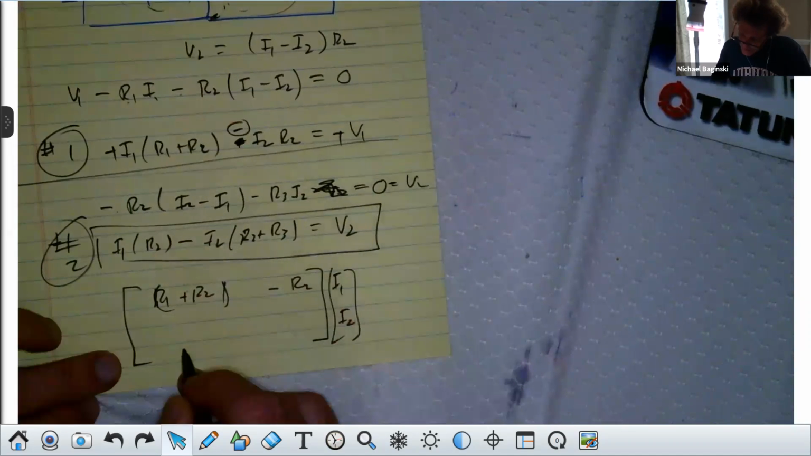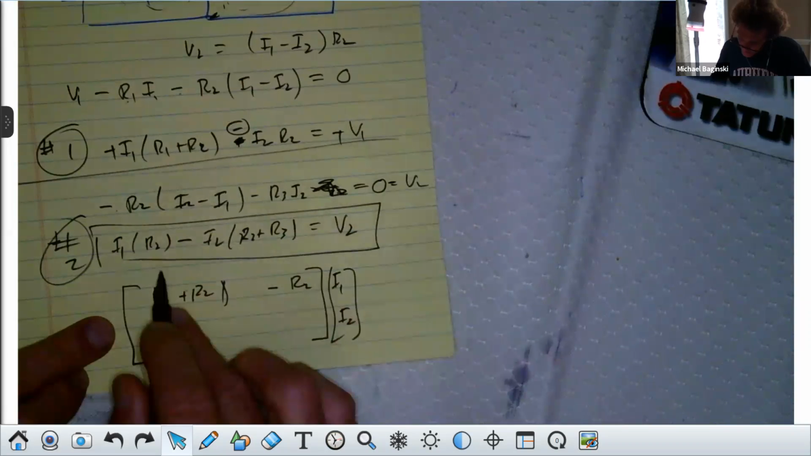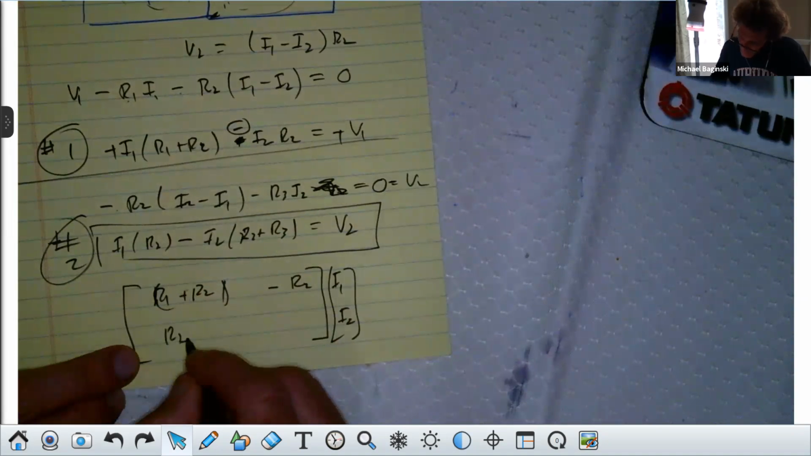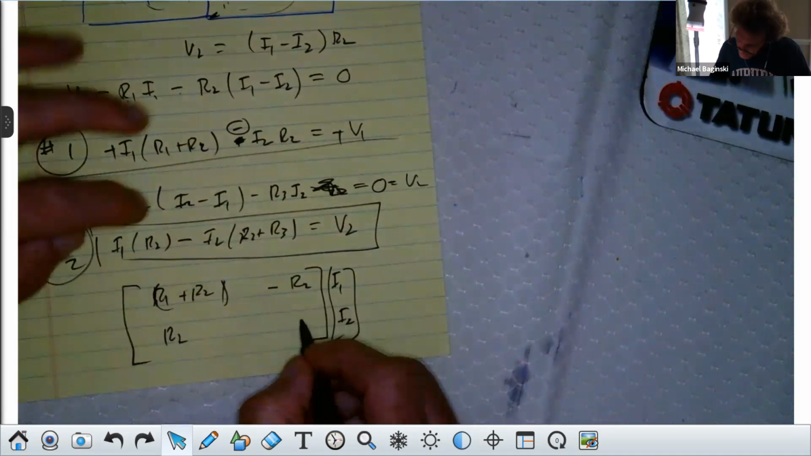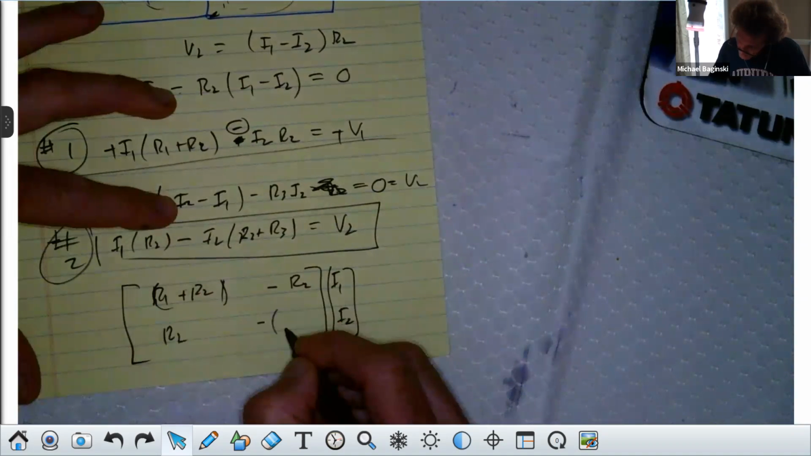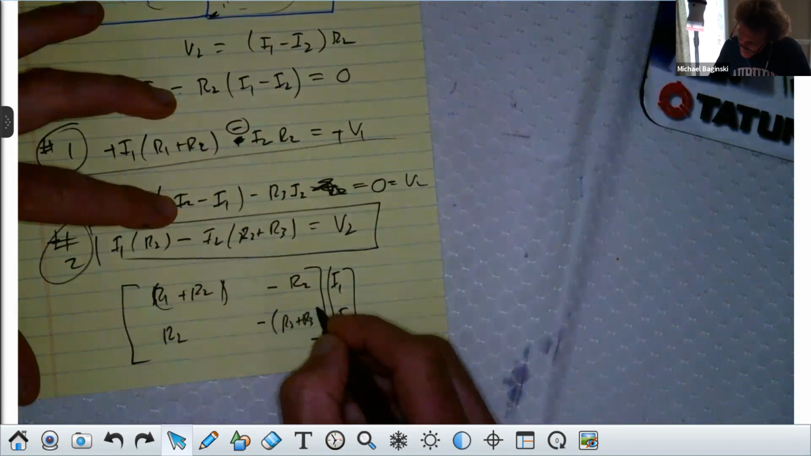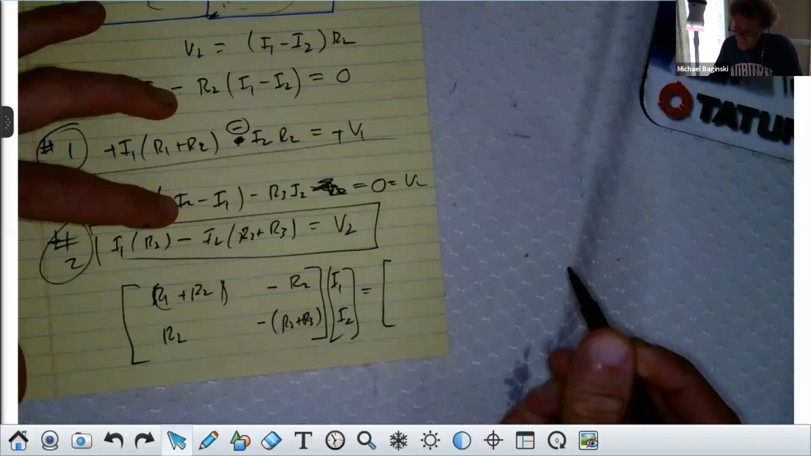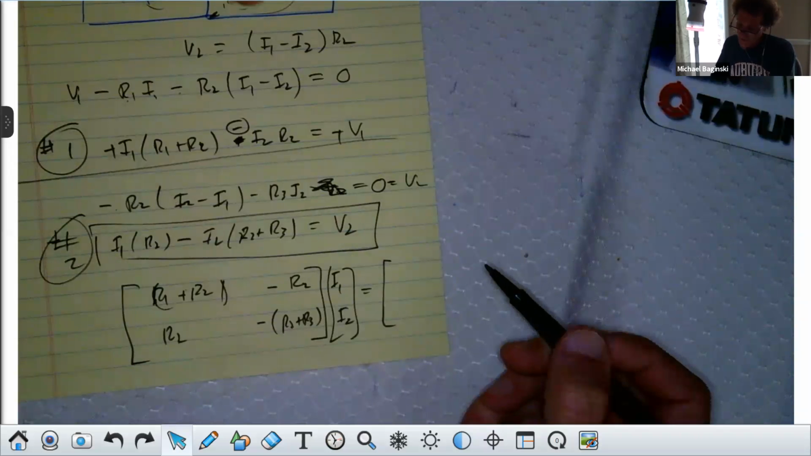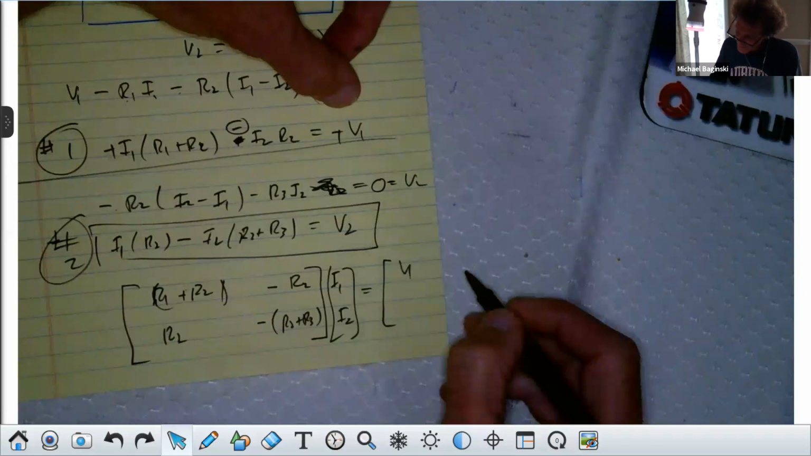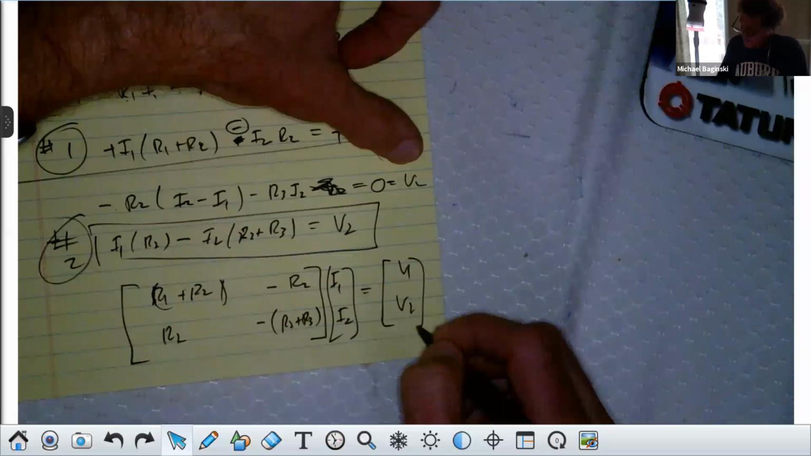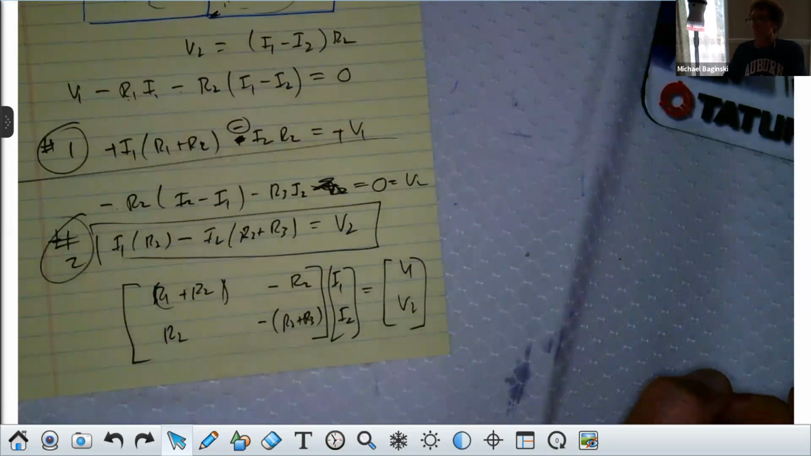Then down here, now the coefficient is R2, right? And the coefficient here is going to be minus R2 plus R3. And this is a column vector. The first one is V1, and the second one V2. You all agree with that, class? Right?